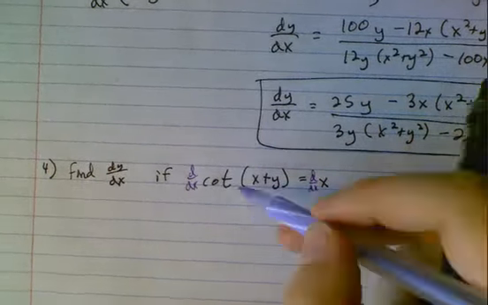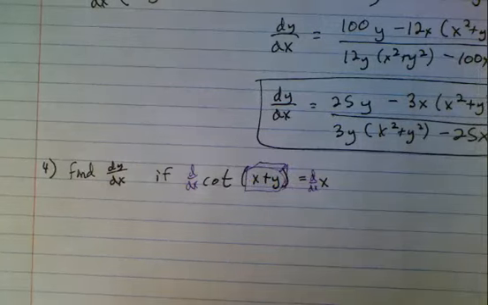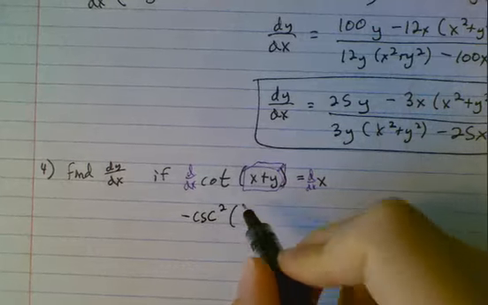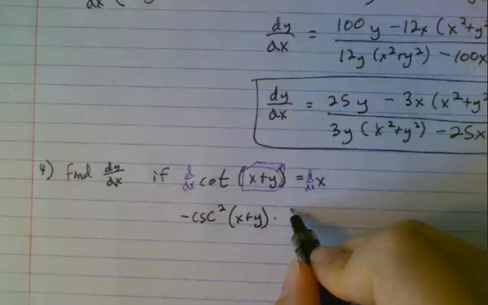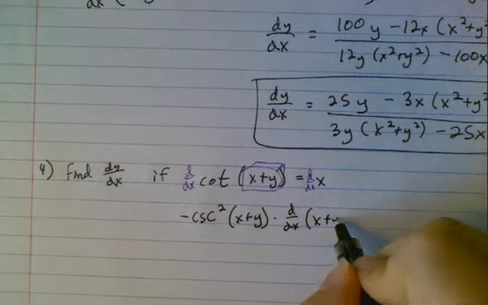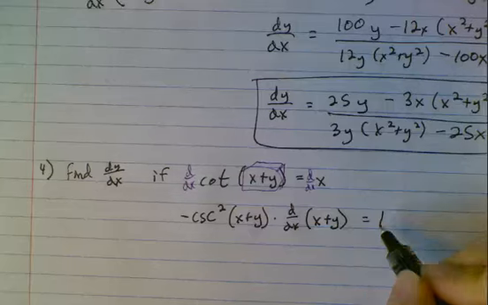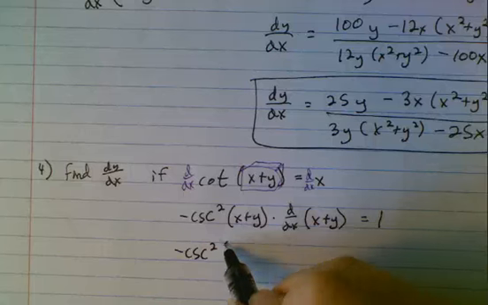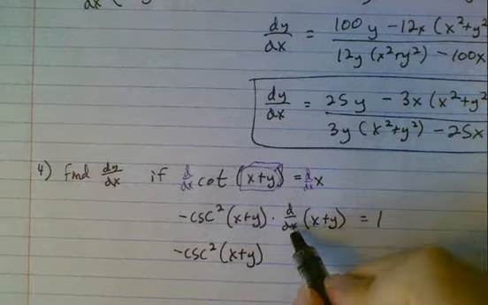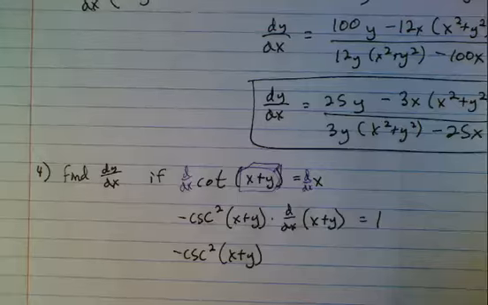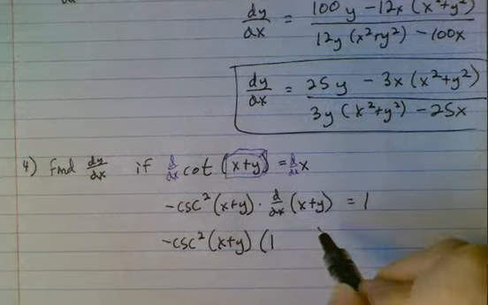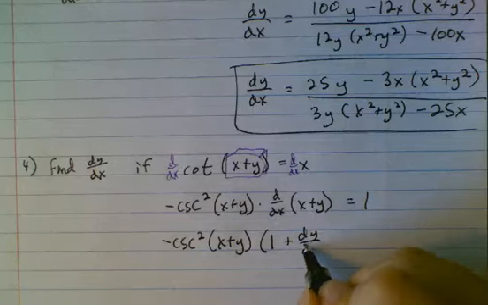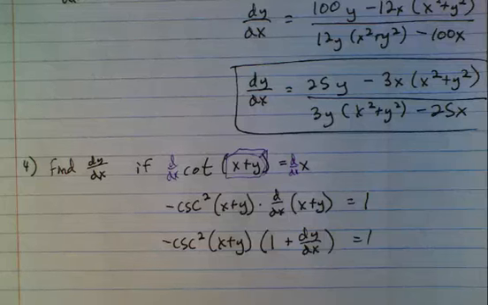So cotangent of a box function, the derivative of cotangent is negative cosecant squared of what's in the box. And then we're going to have to take the derivative of x plus y. So negative cosecant squared of (x + y). We're going to take the derivative of these separately because they're added. The derivative of x is just 1. The derivative of y with respect to x is dy/dx. Now that equals 1.